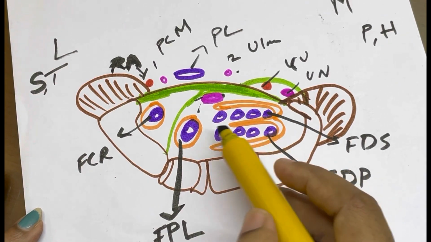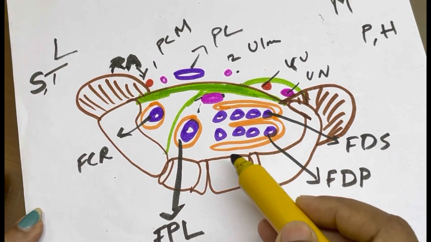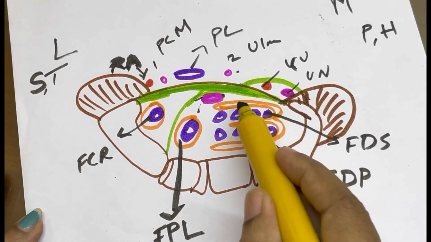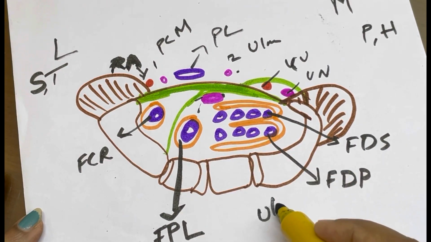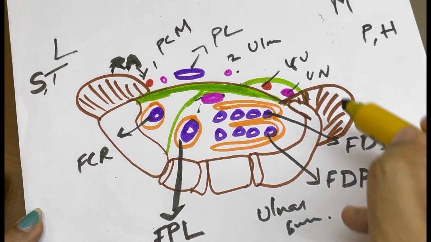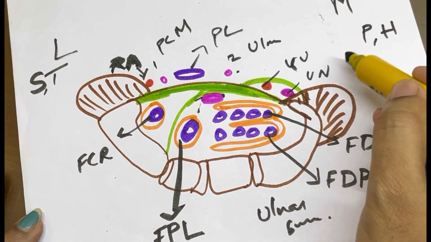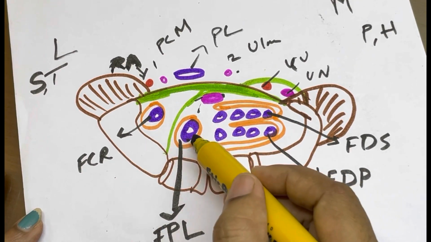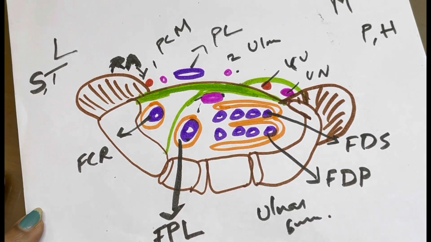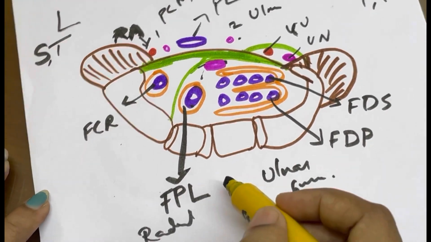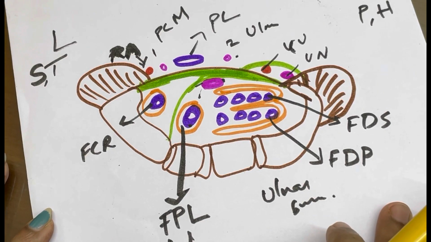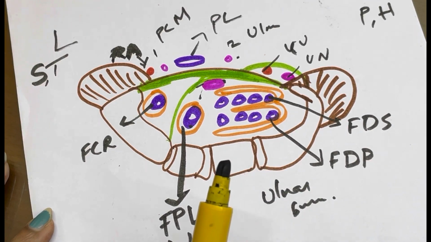And we can see that all these long tendons are enclosed in a synovial sheath. So the synovial sheath enclosing the flexor digitorum superficialis and profundus, you call it the ulnar bursa, which continues with the synovial sheath of the little finger. And the one covering the flexor pollicis longus, we call it the radial bursa, which is in continuation with the synovial sheath of the thumb. So they are the continuations of the ulnar bursa and radial bursa.